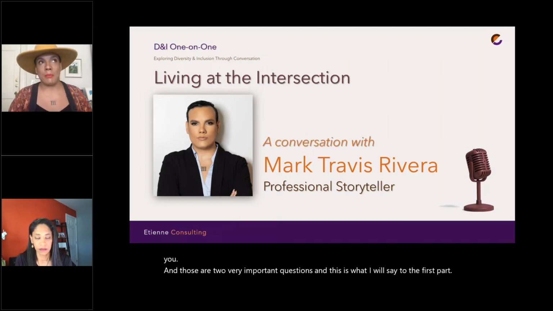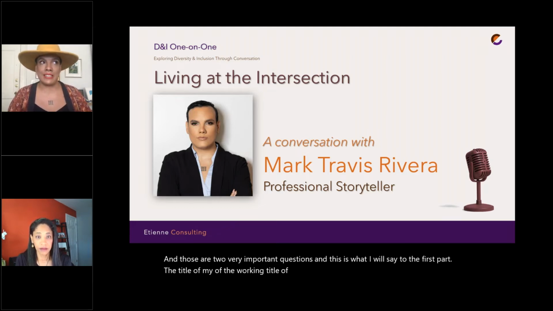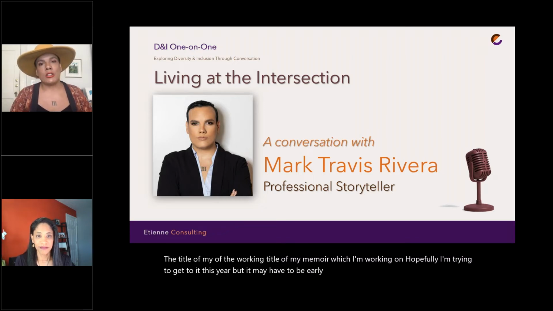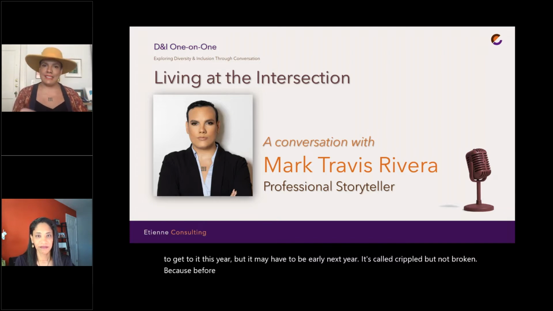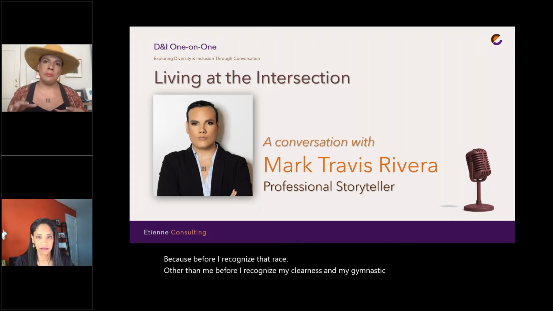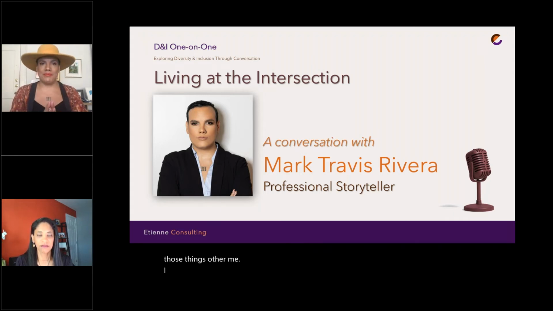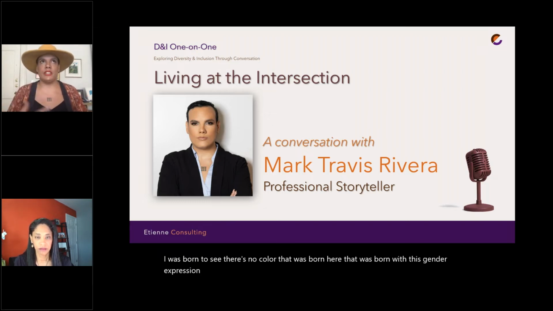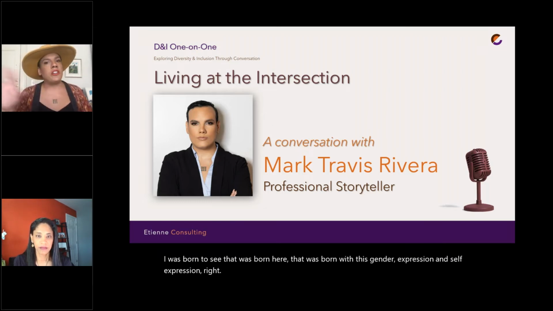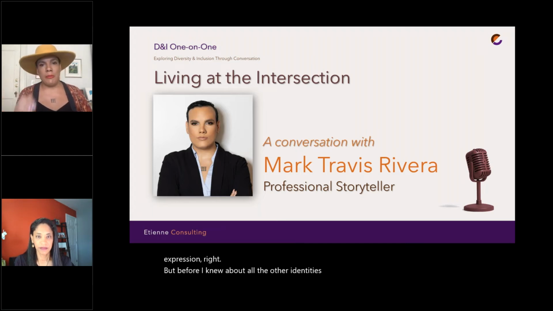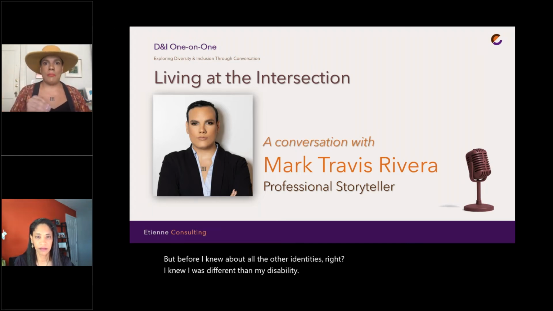The working title of my memoir, which I'm hoping to get to this year, but it may have to be early next year, is called Crippled but Not Broken. Because before I recognized that my race othered me, before I recognized my queerness and my gender nonconformity and the way those things othered me, I was born disabled. And I was born obviously a person of color, and obviously I was born queer, and with this gender expression and this identity around self-expression, right? But before I knew about all those other identities, I knew I was different because of my disability. And so you're right, crippled is not a term that other people should call someone.